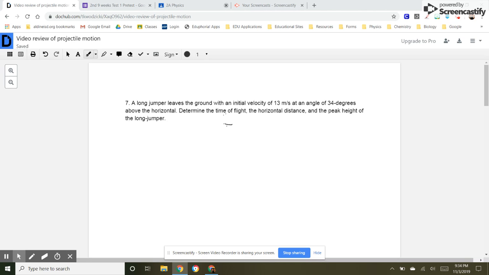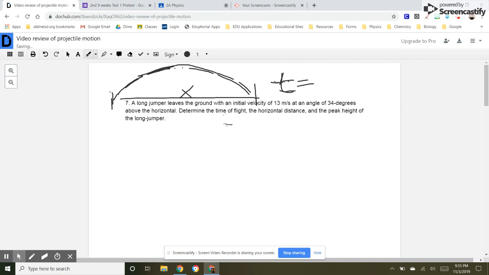So I'm going to go ahead and draw my diagram so that I know what I'm solving for. So here's the projectile, and I need to solve for its range, which would be its x. I need to solve for the time, and I need to solve for the peak height, which is our maximum distance, or our maximum height.